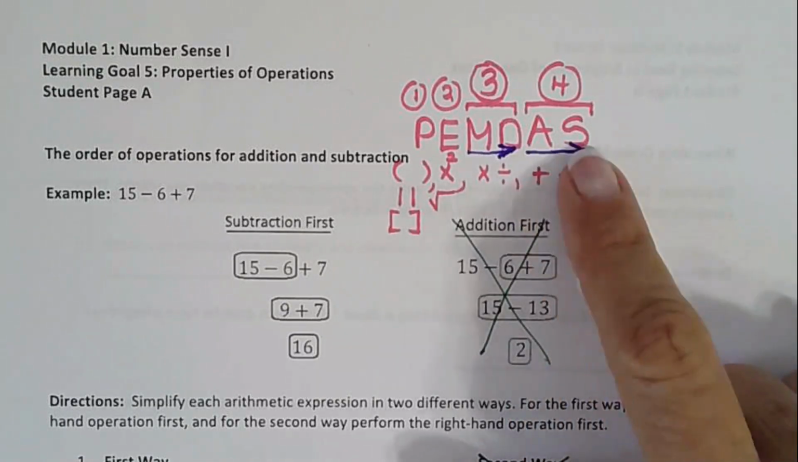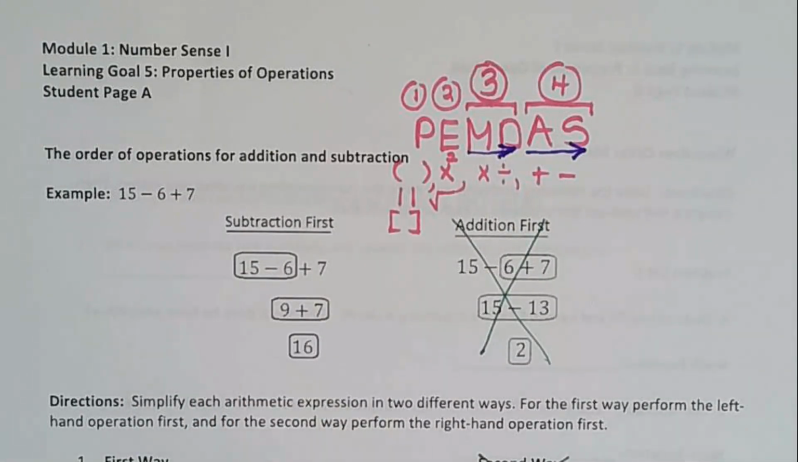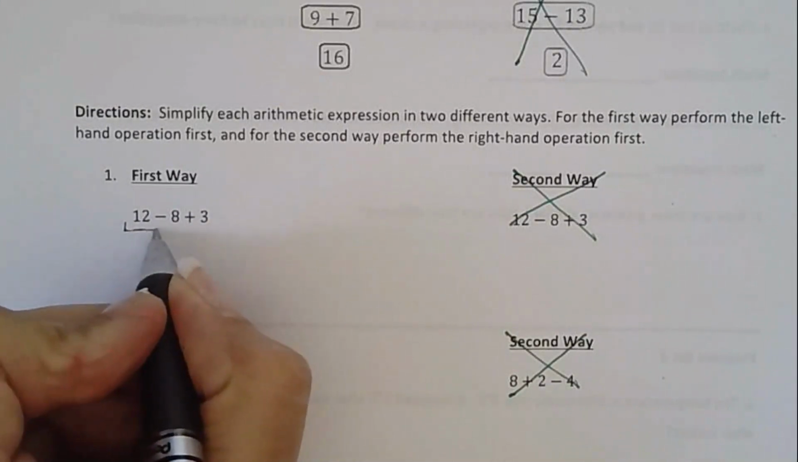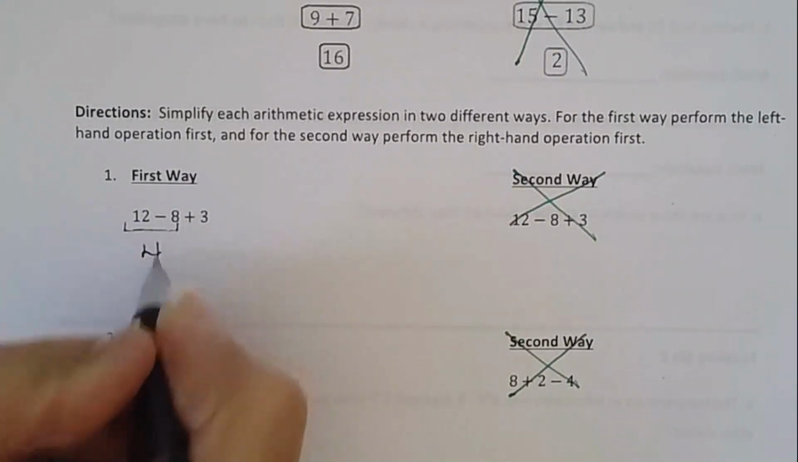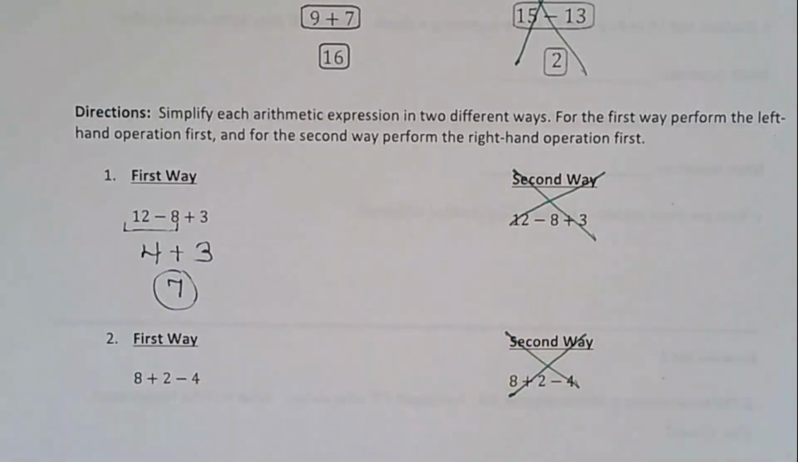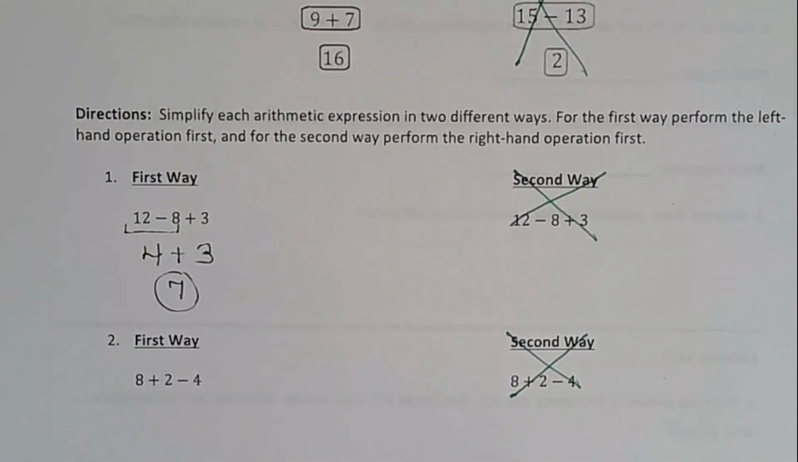So same level, addition, subtraction, do them left to right. So here we have going left to right, subtraction first. So we do 12 minus 8, which is 4, and then we bring down the plus 3, and we can see that answers 7. Doing it the wrong way, you would have gotten 1. So like I said, I'm not going to show you the wrong way. That's ludicrous to show you the wrong way, because then students will be, oh, I can't remember which way she said. So just always remember, addition and subtraction go left to right.